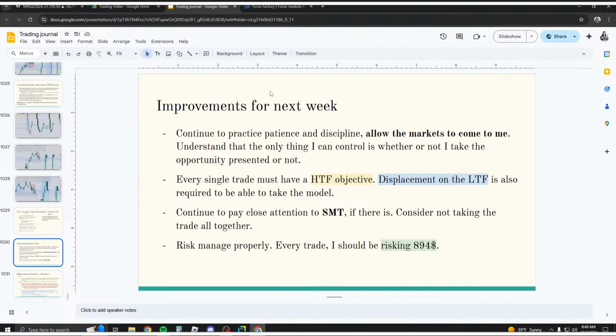Improvements for next week. Like I said, I do want to continue to practice patience and discipline and allowing the markets to come to me and not forcing an idea onto the markets.